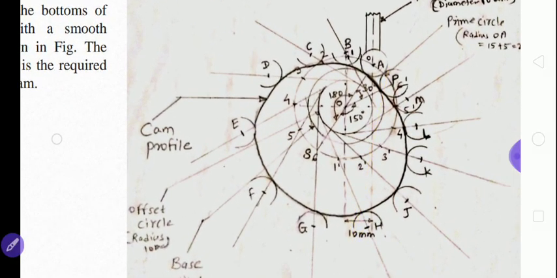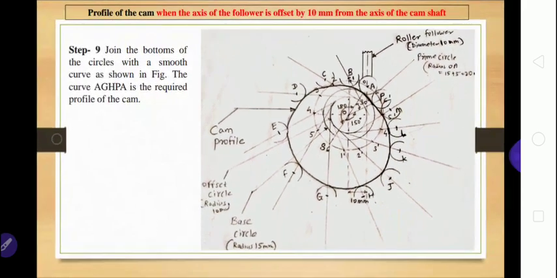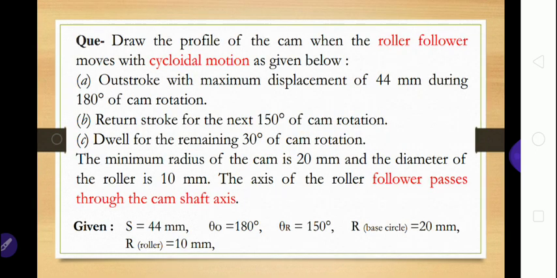So here we have got a cam profile whenever the follower is having an offset of 10 mm and the follower is of roller type. So this is our problem in which we have drawn a cam profile with the roller follower and cycloidal motion. So next, one more problem is here which is homework for you.